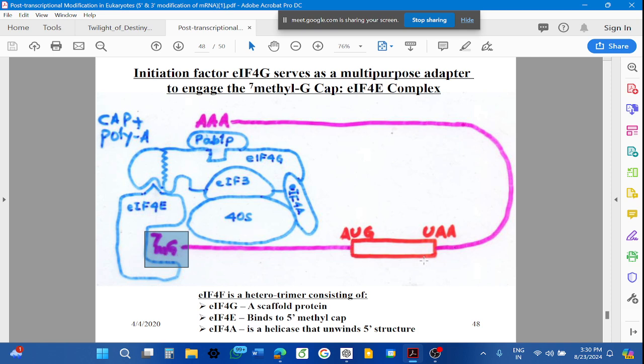The protein is coded from this region. Then it ends with the poly A tail and it goes up to AAA. And this is the 40S unit, EIF3. This is the translational unit which is formed over here. The initiation factor EIF4G serves as a multi-purpose adapter. So what is this EIF4G? It attaches the tail to the head. This is an adapter. Small questions come from this.